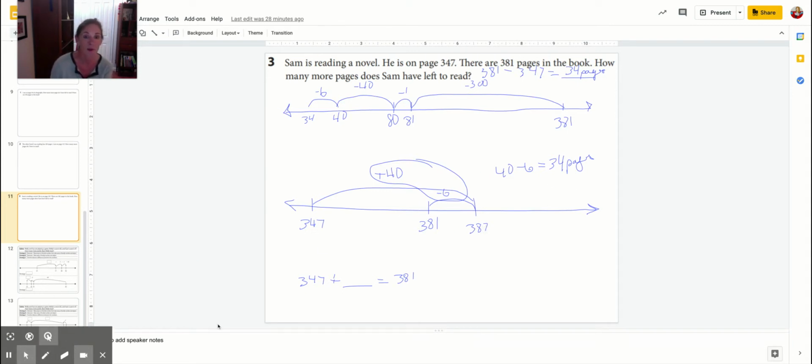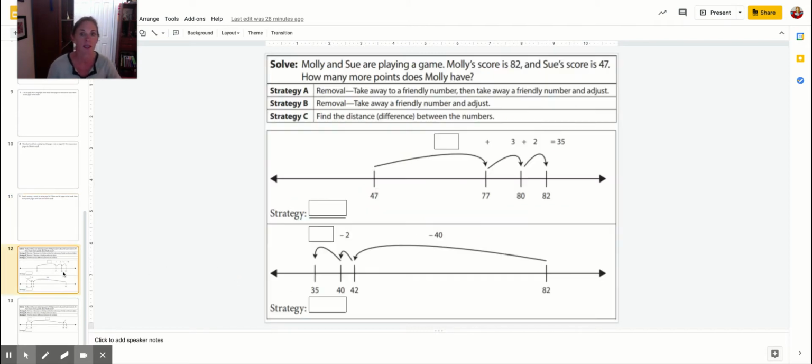So now that you are all experts at the takeaway and the differencing strategy, I'd like for you to go ahead and see if you can figure out these problems. So again, on these slides, you don't actually have any work in your student book today. You're just going to work on these. So you're going to fill in the box, fill in the strategy. The strategy is either removal, which is take away. So take away to a friendly number, then take away a friendly number and adjust. A friendly number is a number that ends with 0.